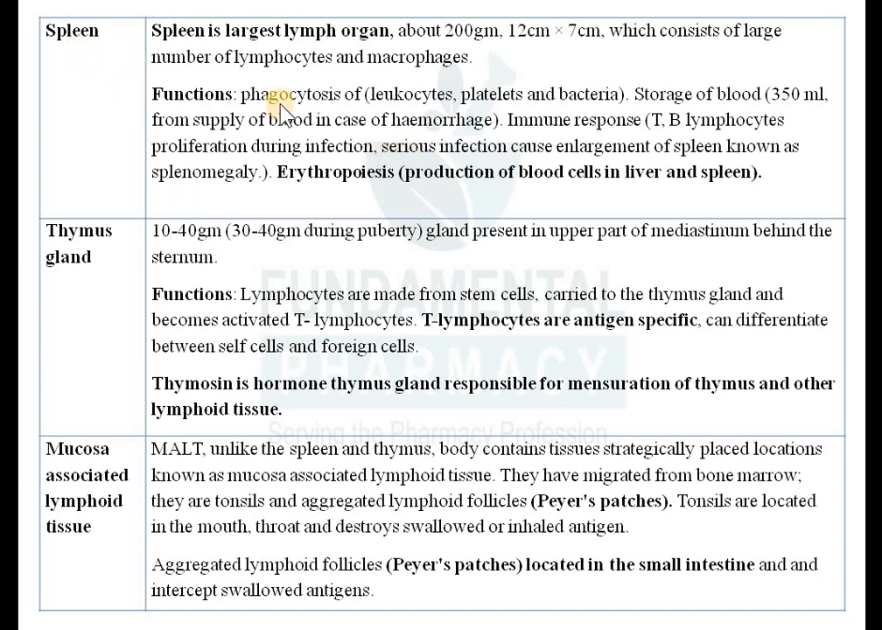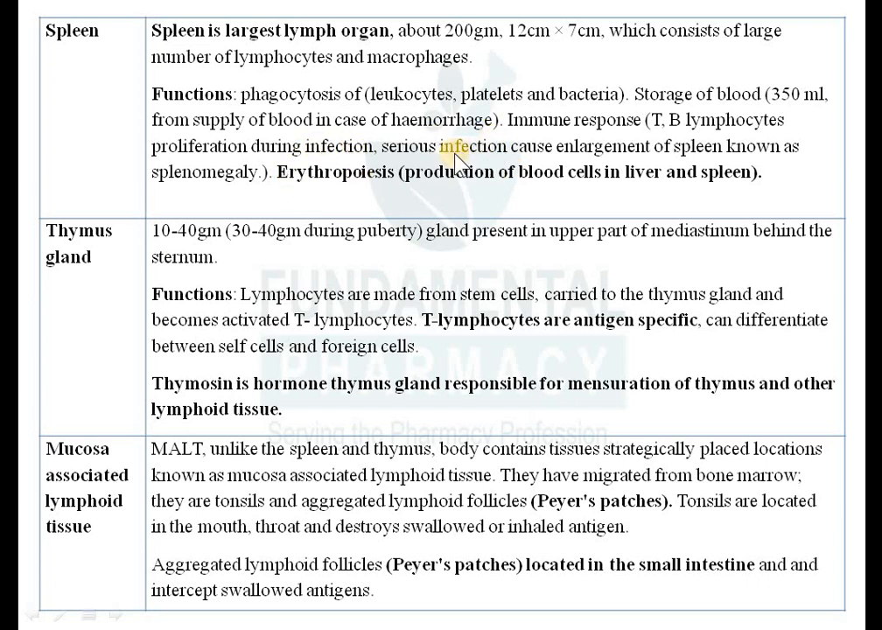So first function, it will do phagocytosis. It will carry out the phagocytosis of your infection or foreign body or foreign blood cell, foreign cell or foreign organism. Phagocytosis of leukocytes, platelets and bacteria. Again, the spleen is a storage of blood. Okay, so around 350 ml of blood is stored in the spleen. So it will act as a reservoir for blood in case of emergency.